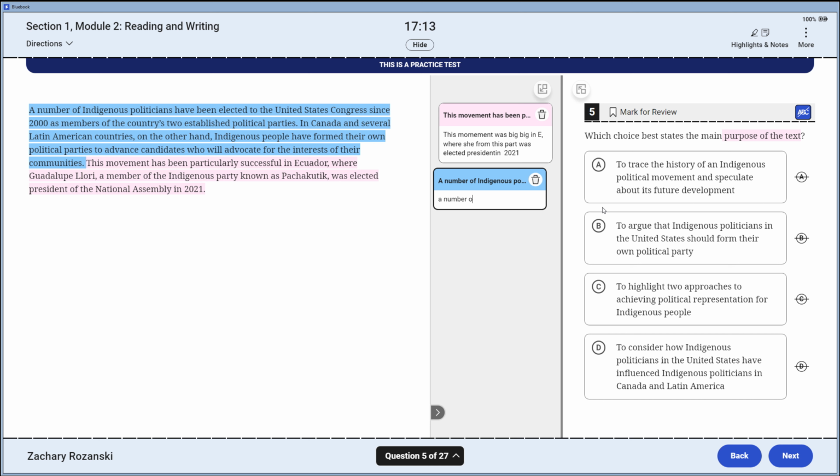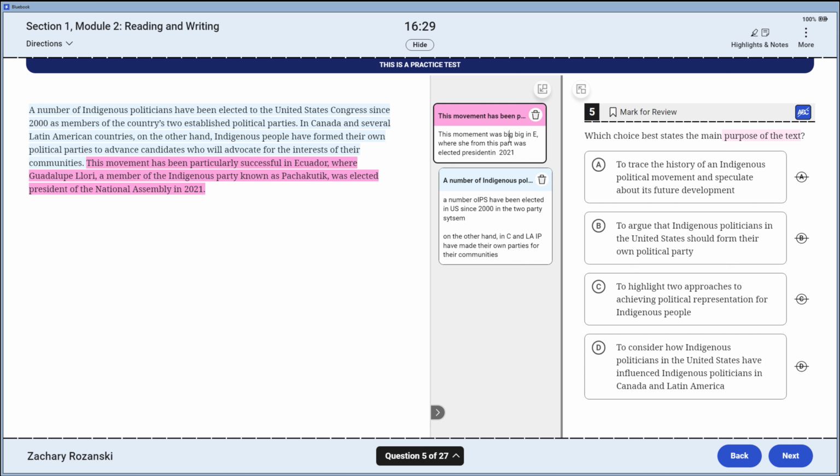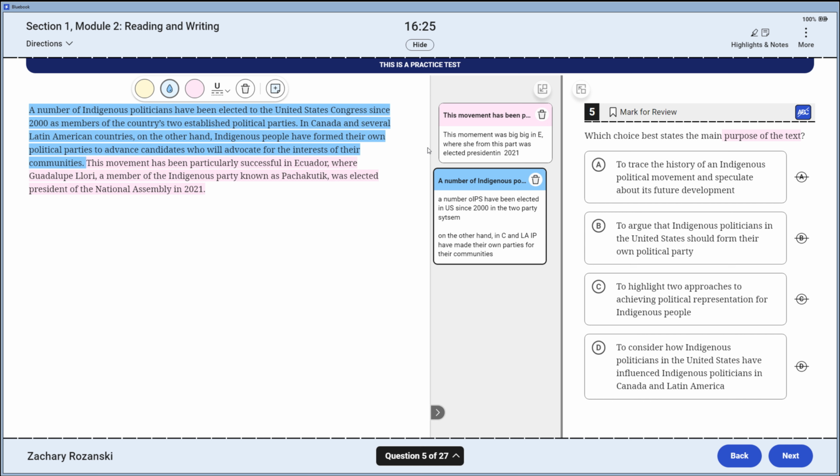A number of IPs have been elected in the US since, I'm just skimming the bottom. Okay. US since 2000 as members in the two-party system. Cool. I'm comfortable with that. In Canada and several Latin American countries, on the other hand, Indigenous people have made their own parties for their communities. All right. So we've got a number have happened in the US in the two-party system. Canada went a different route, and this was bigly, the second kind of movement. This movement in here was big in Ecuador, where it happened.